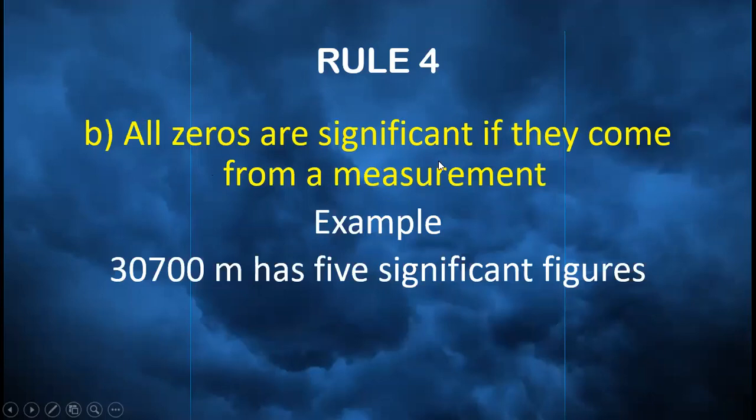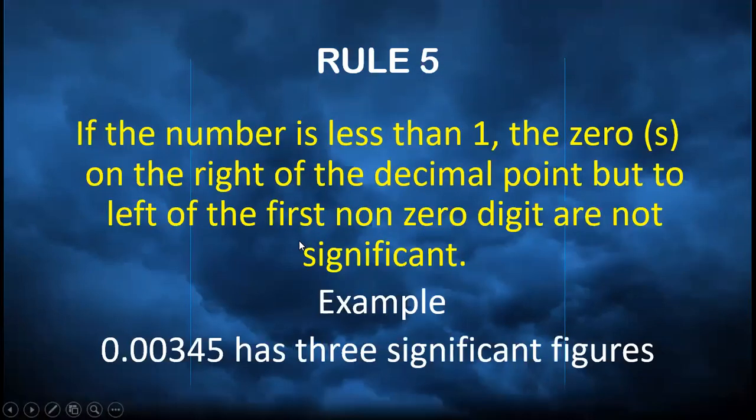However, all zeros are significant if they come from a measurement. Suppose it is written with a unit. Then these zeros are significant. If there is no unit, the trailing zeros are not significant. But if it is written with a unit, it has come from a measurement, so these zeros are significant. So you have five significant figures.